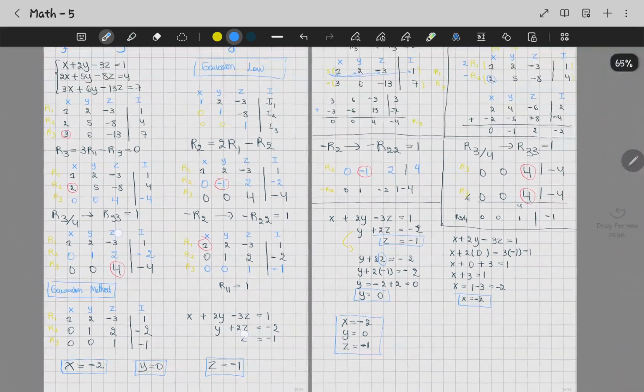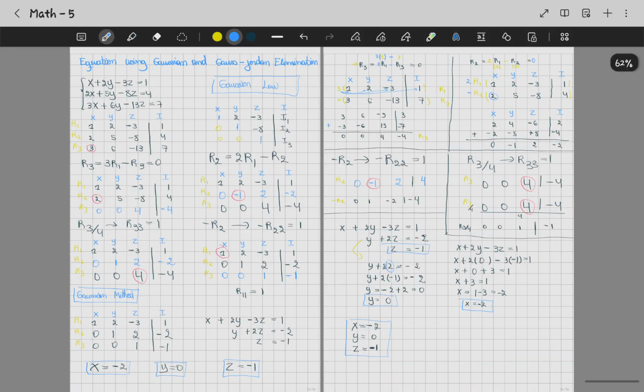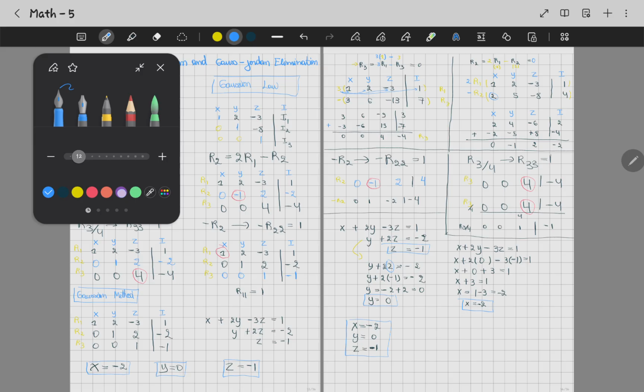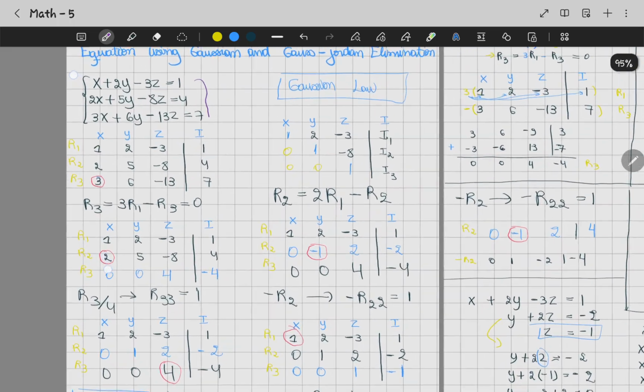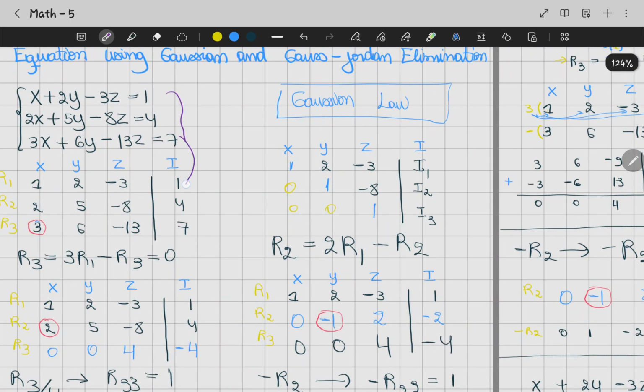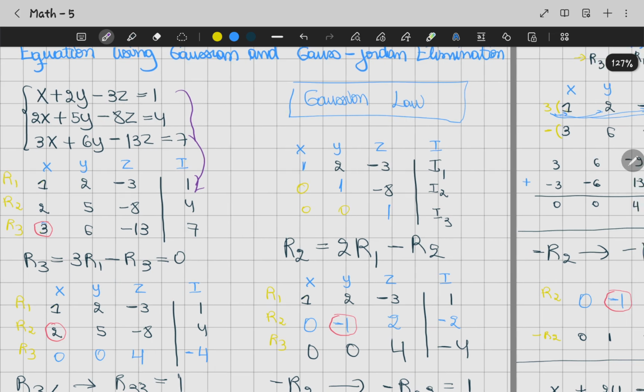Just to give you everything that we have done, from the beginning to the end, you can see we started here. If I can zoom in, then we got to this. This is the matrix representation of those equations. Then we started here, and after applying this formula, we got to this form of matrix.